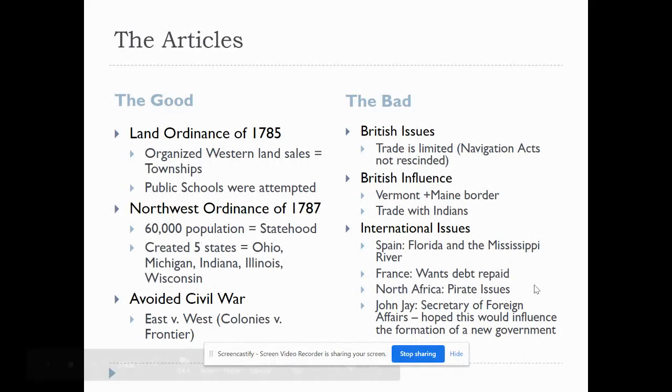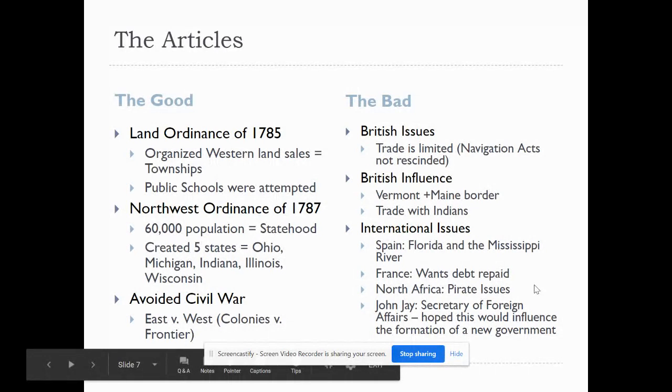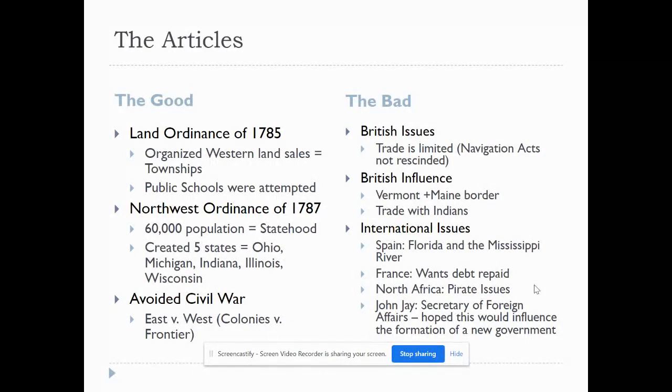We'll talk more about that during Jefferson's time of office. And then John Jay, the Secretary of Foreign Affairs, actually hoped that this would influence the formation of a new government. He was hoping that the Confederation would be taken away and that they would eventually come up with a constitution that would form a government with a little bit more legitimacy, because he was struggling in places like France and England to establish good diplomatic relations.